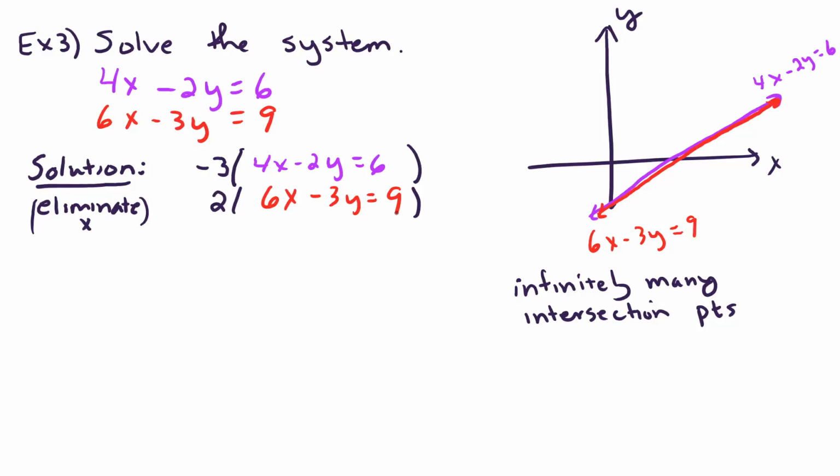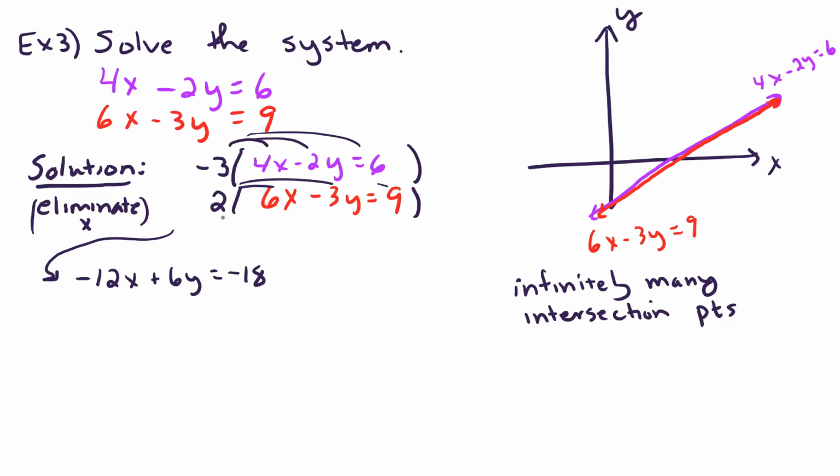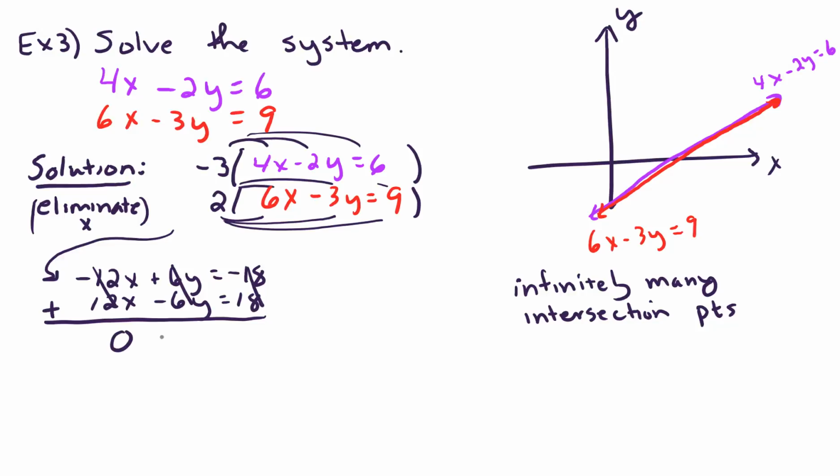Okay, so if we look at what this gives us, we're going to do some distribution here, right? Distribute, distribute. And so what we get here is a new system of equations. So let's write that down here. We get a negative 12x plus 6y equals negative 18 for our first equation. And then the second equation, similarly, we distribute through. We get a 12x minus 6y equals 18. And we add those up. Everything cancels. In other words, we get 0 plus 0 equals 0. This equation is always true.